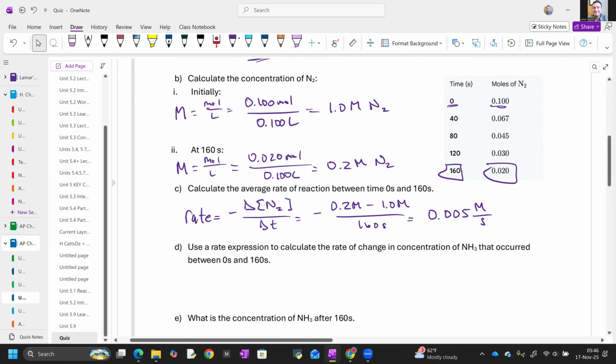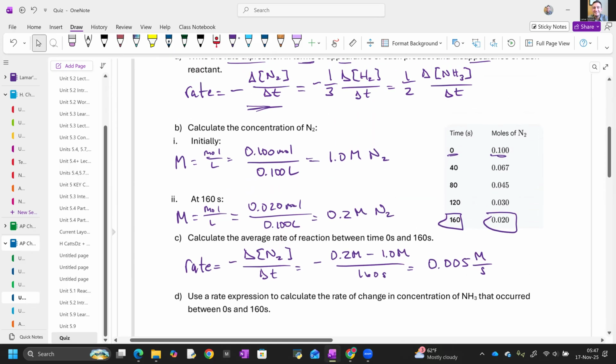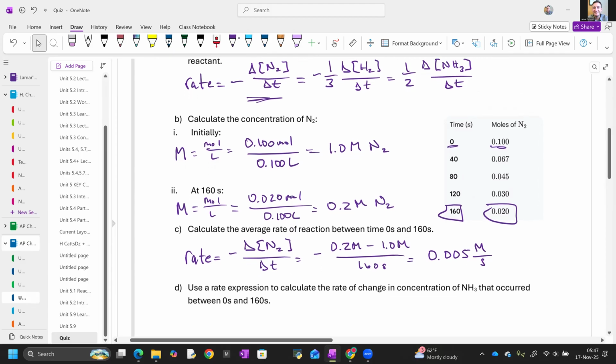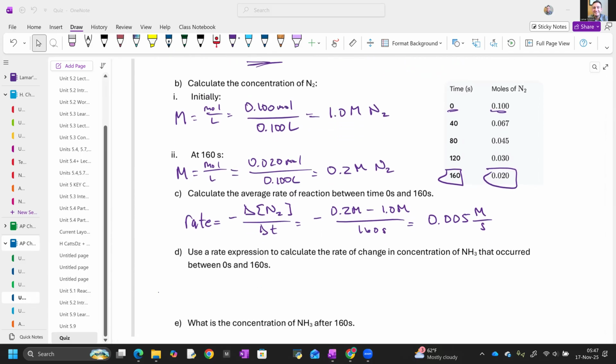All right, so now we're supposed to use a rate expression to calculate the rate of change in concentration of NH3 that occurred between 0 and 160 seconds. So if we look at NH3, our expression is, rate equals 1/2 the change in concentration of NH3 with regard to the change in time. What this is asking us for is to find the rate of change in concentration of NH3. And so what we're looking for in particular, to make it very clear, is this.